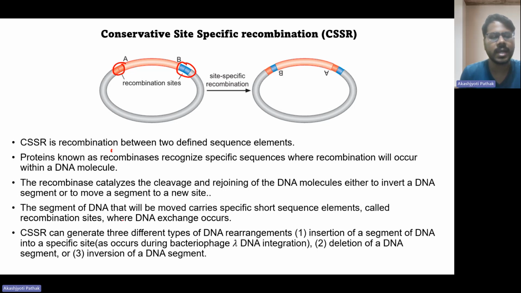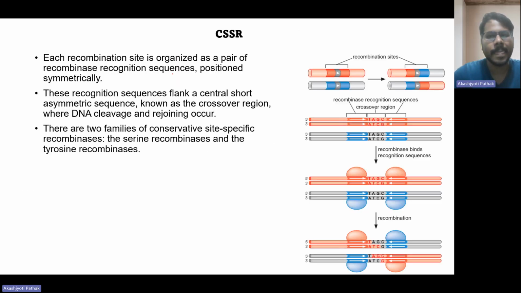So CSSR can generate three different types of DNA rearrangement. One is insertion of a segment of DNA into a specific site, as occurs during bacteriophage lambda DNA integration. Second, it can cause deletion of a DNA segment, or it can lead to inversion of a DNA segment. Depending on the sequence of these sequence elements, that will determine whether insertion, deletion, or inversion takes place.